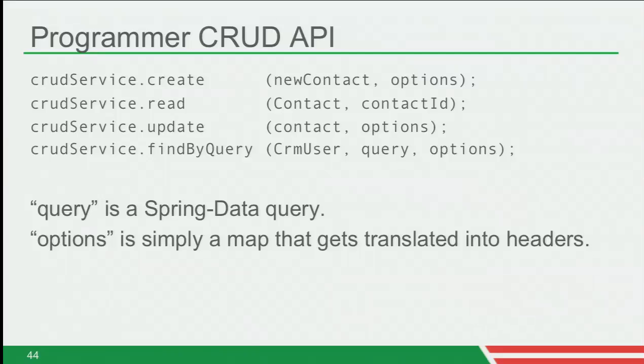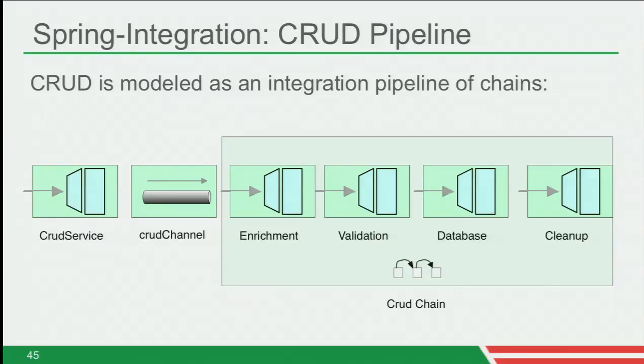So at the highest level, the way that the CRUD is modeled is as an integration pipeline of these chains. You have that CRUD service, and that's basically a gateway that will create a message and then dump it onto this channel. And then that message will travel through different sub-chains within the main CRUD chain, and that's where we go through a variety of steps that basically get the message to the database.